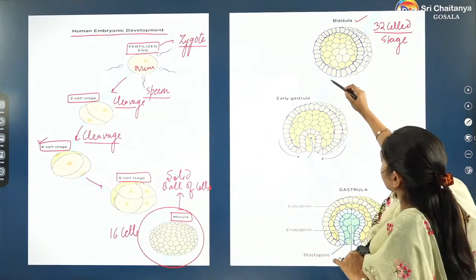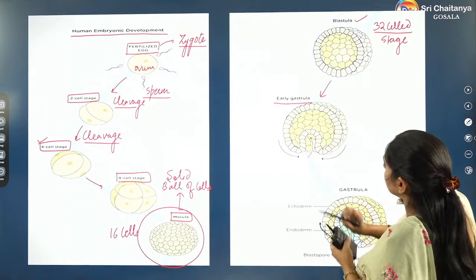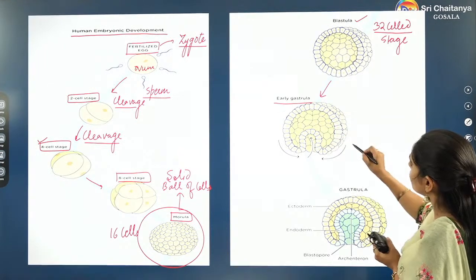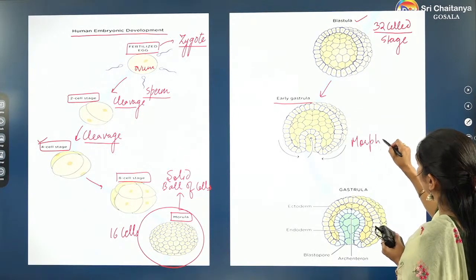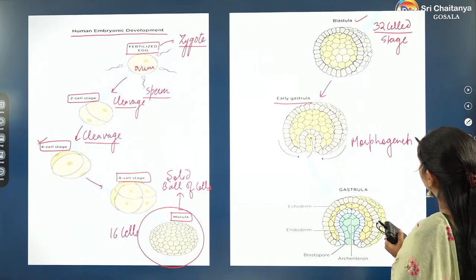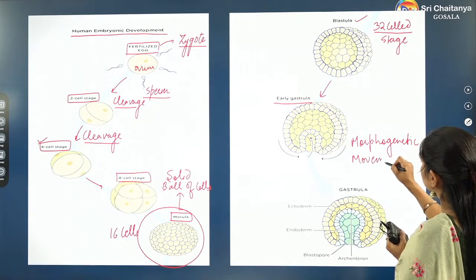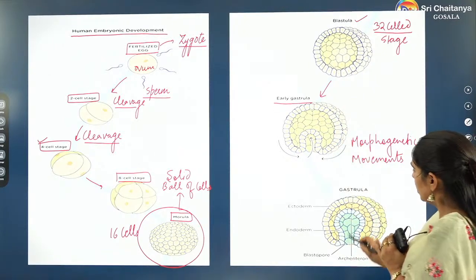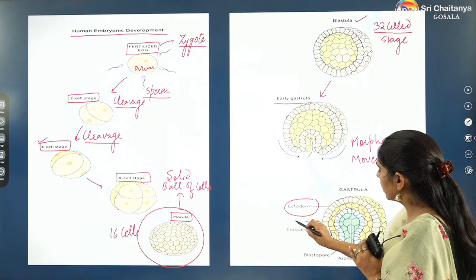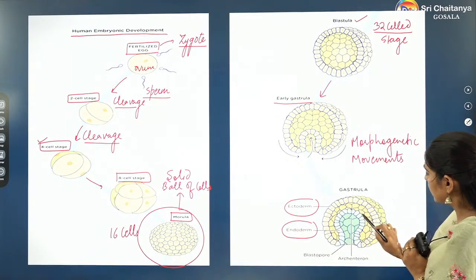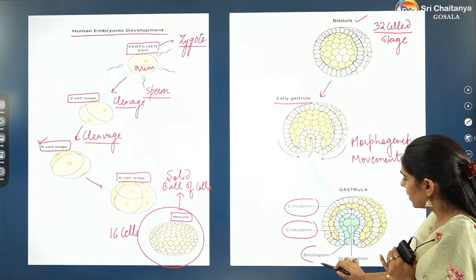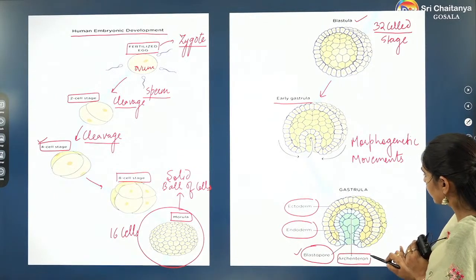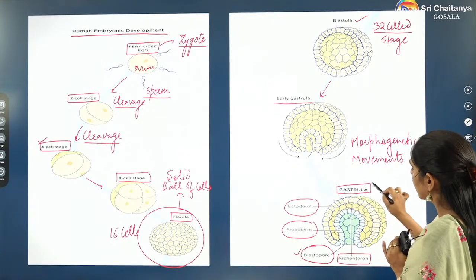Then again the early gastrula you can see. So can you see some movements of the cells? If you are able to see some movements, these movements are known as morphogenetic movements. Alright, morphogenetic movements. So due to these movements, there will be formation of, you can see ectoderm here, you can see endoderm here, you can see a cavity, and the opening of that cavity is known as blastopore. You can see the primitive gut here, archenteron, and this whole structure is known as gastrula.